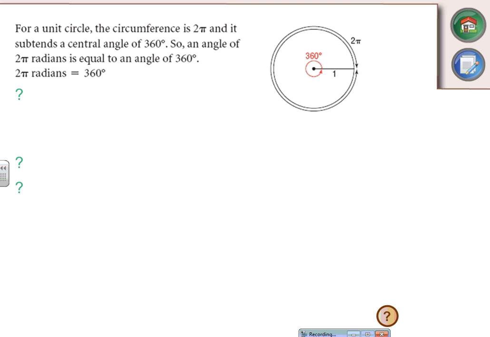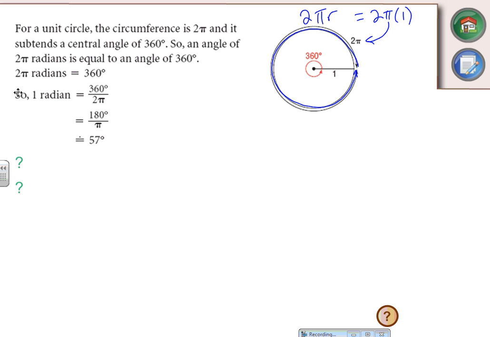That means that to go all the way around the unit circle, 360 degrees, whichever direction we go, 360 degrees all the way around, is going to have an arc length that's the same as the circumference, 2 pi r. R is 1, so the arc length of the unit circle is 2 pi radians. And if you want to know what approximately 1 radian is equal to in degrees, take 360 degrees divided by 2 pi, which gives us approximately 57 degrees.